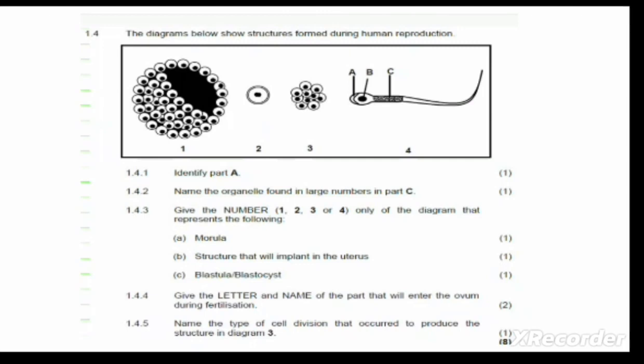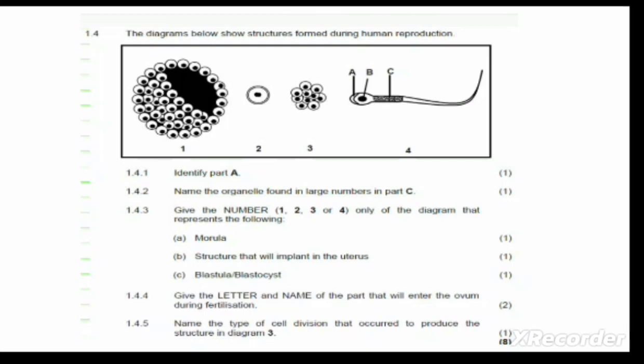Diagrams below show structures formed during human reproduction. At 1 there we have a hollow ball of cells. That's how a blastula looks. And then at 2 we have two nuclei fusing together to form a zygote. At 2 it's a zygote. At 3 we have a solid ball of cells, that is morula.